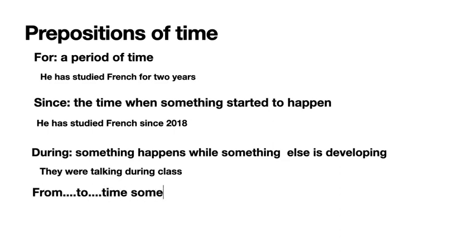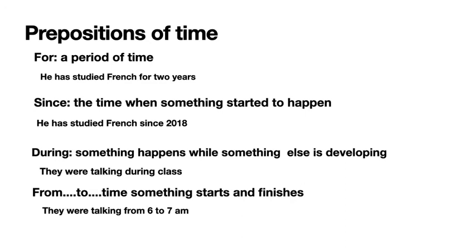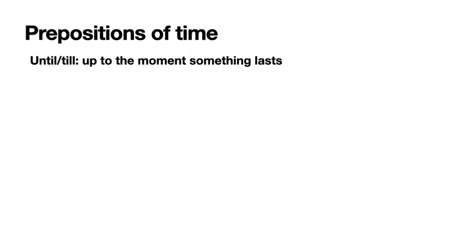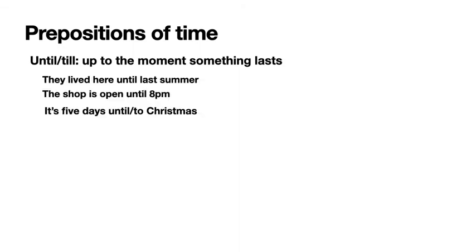And if we are referring to the time that something starts and finishes, basically with hours, from 6 to 7 a.m. Until, or the shortening till, which is more informal and will be used speaking but not writing, are used to say up to which moment something lasts. For example, they lived here until last summer, the shop is open until 8 p.m. If we are referring to holidays, we can either use until or to.